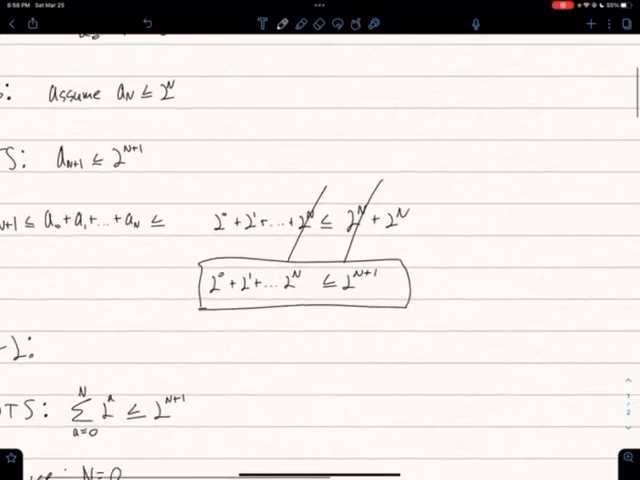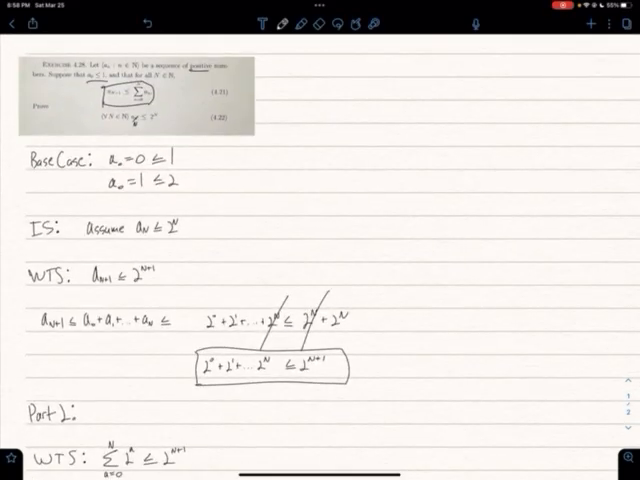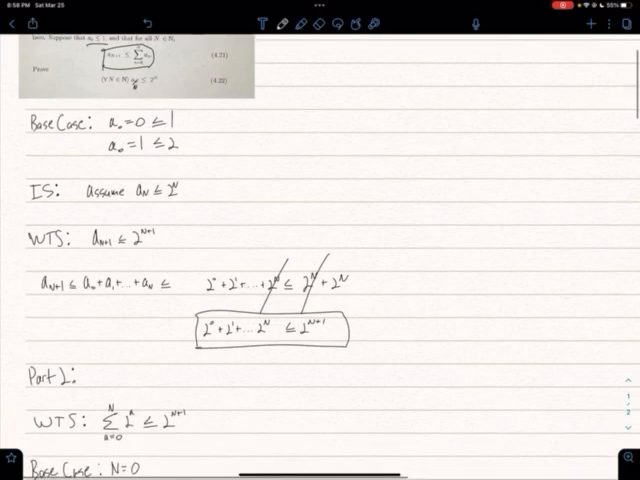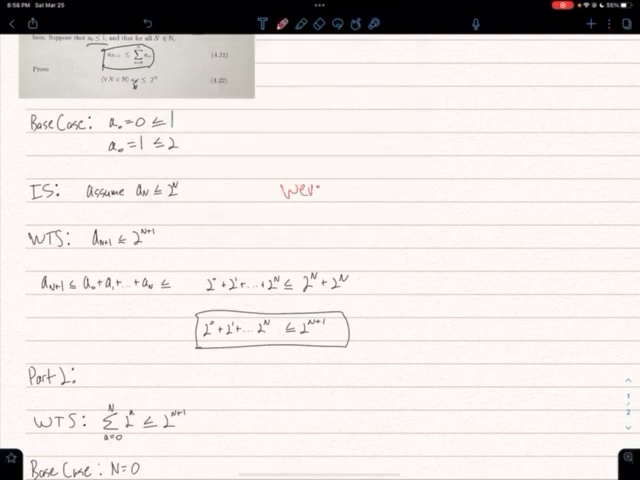We showed that this first induction was correct by doing induction on this last step of the inequality right here. So right in red, we've shown that a to the n plus 1 is less than or equal to 2 to the n plus 1. And yeah, that's it.